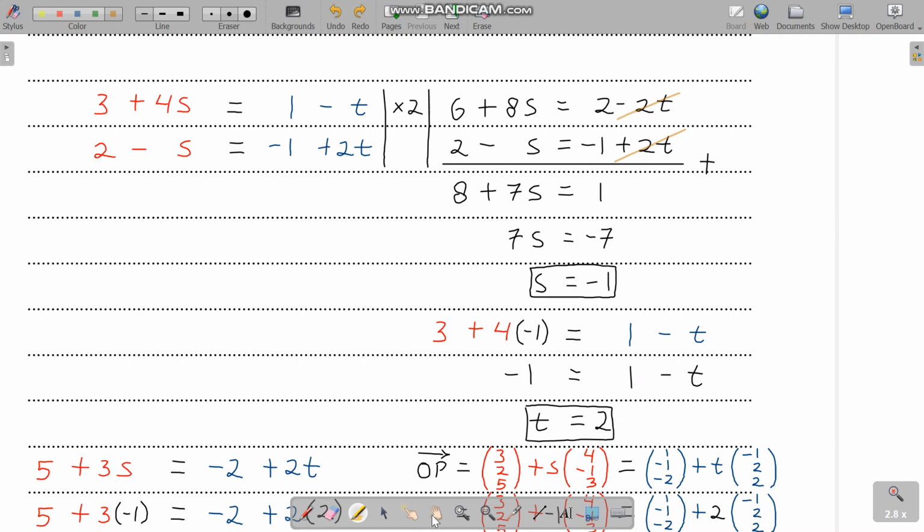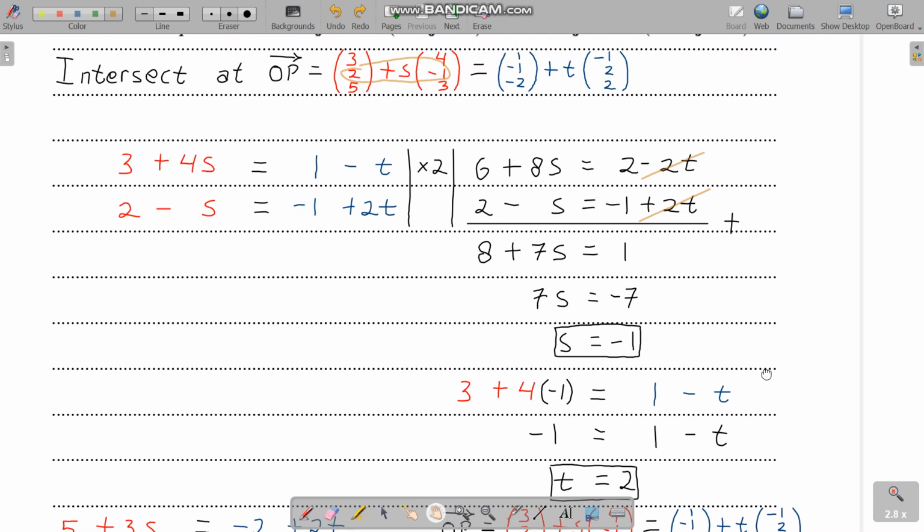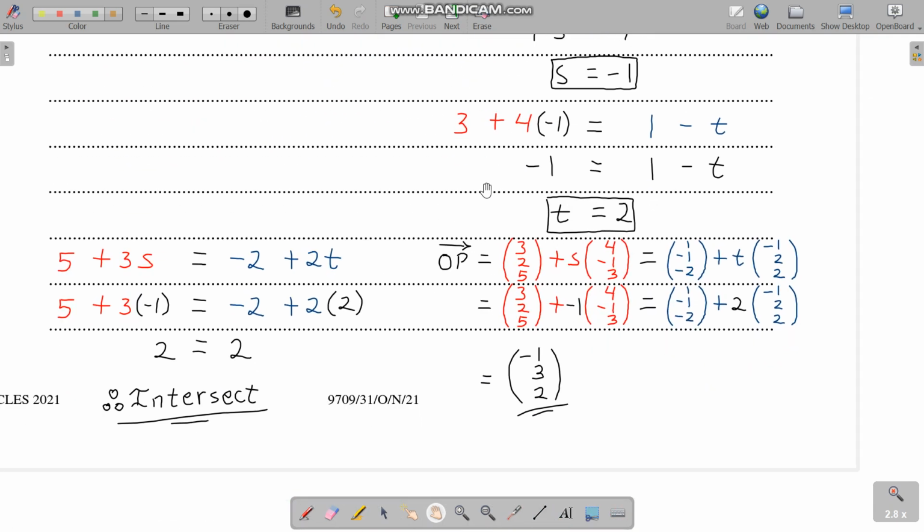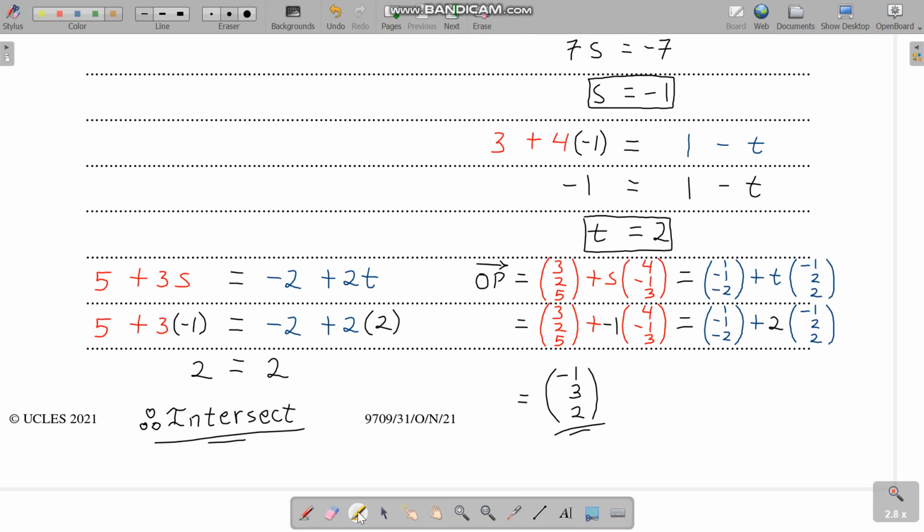Okay, so we have the values of s and t, but now we need to plug into the third equation. In the third equation we have 5 plus 3s equals -2 plus 2t. So we plug in the s and the t values. Make sure you get exactly the same on both sides, which means they do intersect.